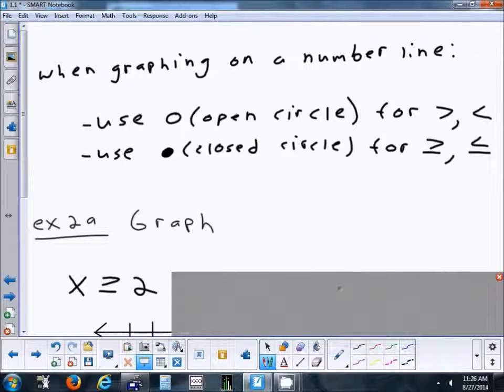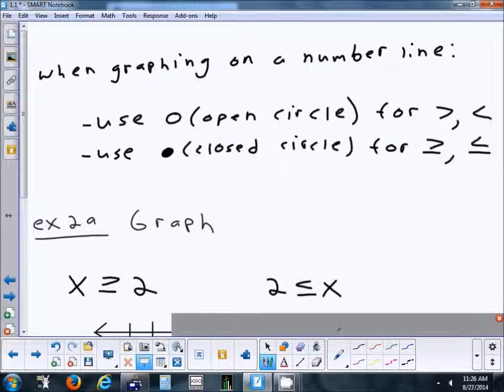Before we even graph x is greater than or equal to 2, I want to compare these two inequalities. On the left, I've got x is greater than or equal to 2. On the right, 2 is less than or equal to x. What's the difference between these two inequalities? If I were to draw them out and graph them, what would the difference be? Nothing. They're exactly the same thing.